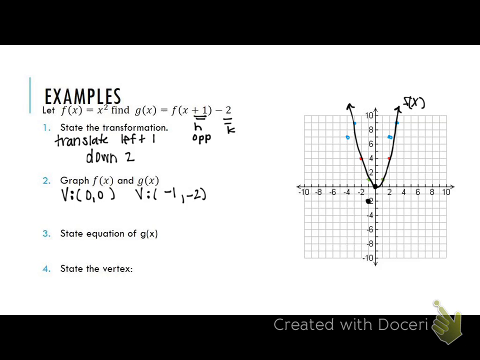So again, you go left 1, down 2 for all of your points. So you'll notice, is it the same width as our parent graph? Yes, it is the same width. It preserves the shape, but it just moves it over.